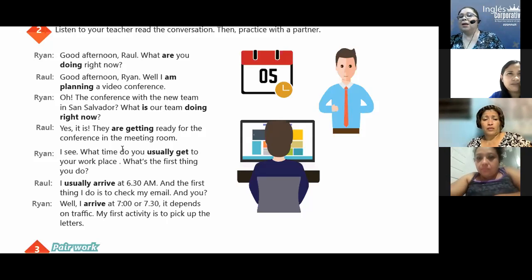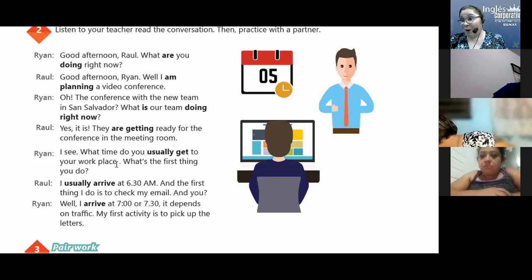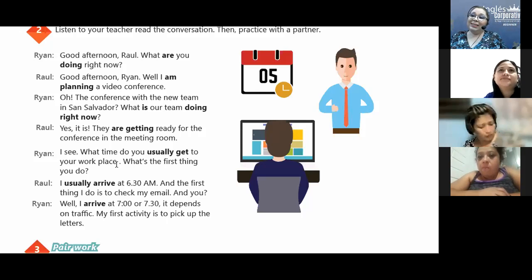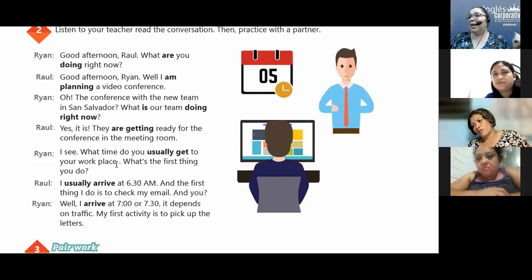What time do you usually get to your workplace? Present simple. Correct, the simple present. ¿Cuándo entonces usamos el presente simple? Cuando hablamos de actividades que hacemos todo el tiempo, que son un hábito, o las actividades diarias, lo usamos para explicar nuestra rutina diaria, por ejemplo, o las cosas que ya están definidas que todos los días va a ser igual, okay?